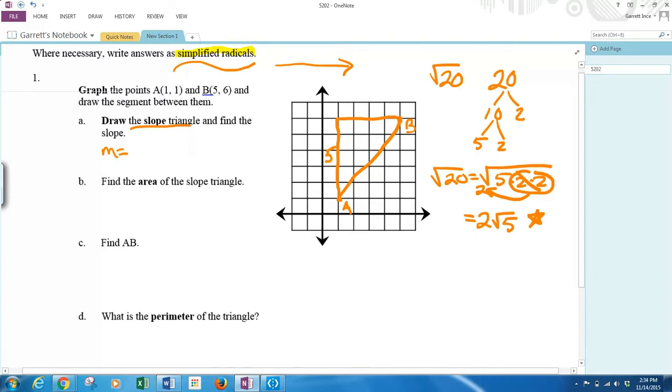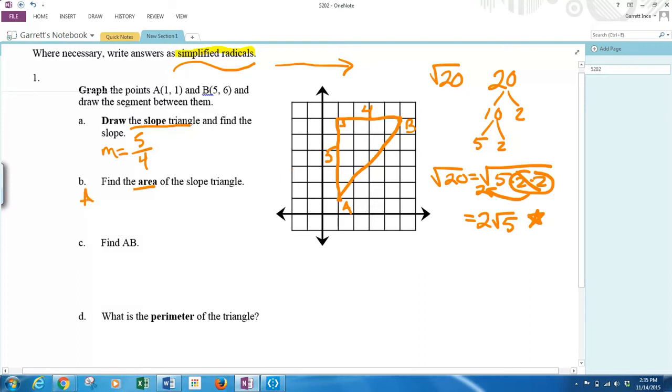I went up 5, and then I went over 4, both of which in the positive direction. So that means that my slope, which is the up and over amount of 5, divided by the left to right amount of 4, once again, both in the positive direction. Now, on to B. Find the area of that slope triangle. I'm just going to go ahead and draw in a little right angle symbol here because I think that might help us later on. So find the area.